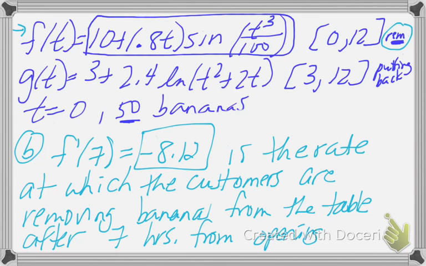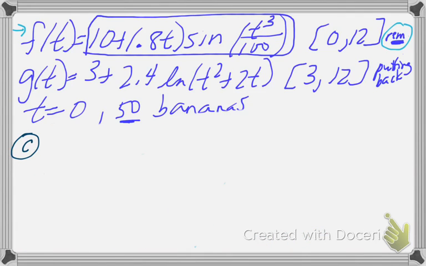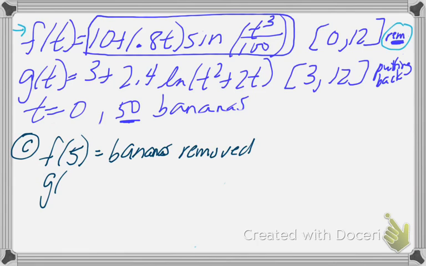Okay, let's move on to part C. Part C is a little bit more confusing. We're trying to find out what's happening at t equals 5. Are the pounds of bananas on the table increasing or decreasing? Meaning, are people buying the bananas faster than they're replacing the bananas? That's pretty much what they're saying. So we need to find out what's happening at 5. Remember, f of 5 is bananas being removed, and g of 5 is bananas added.